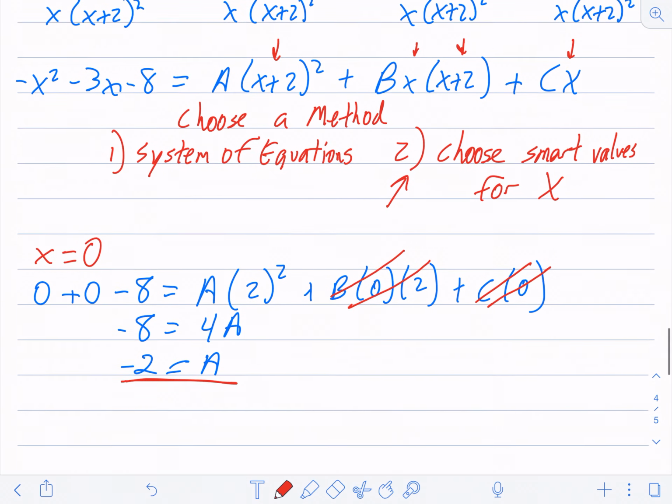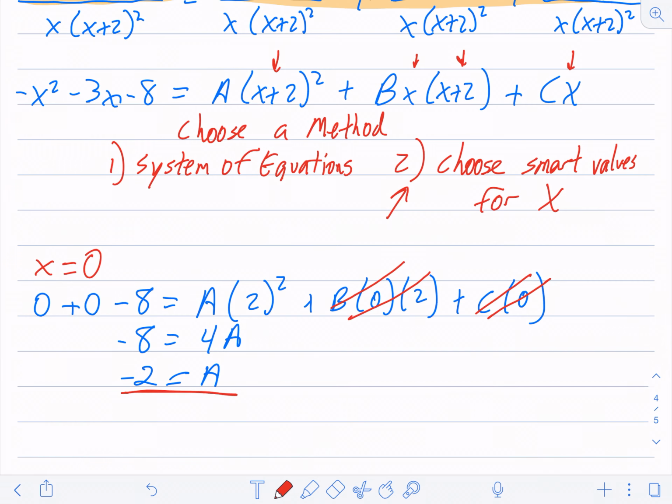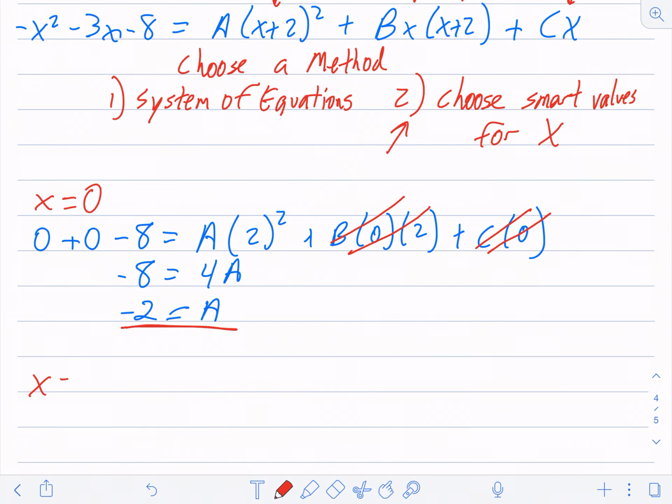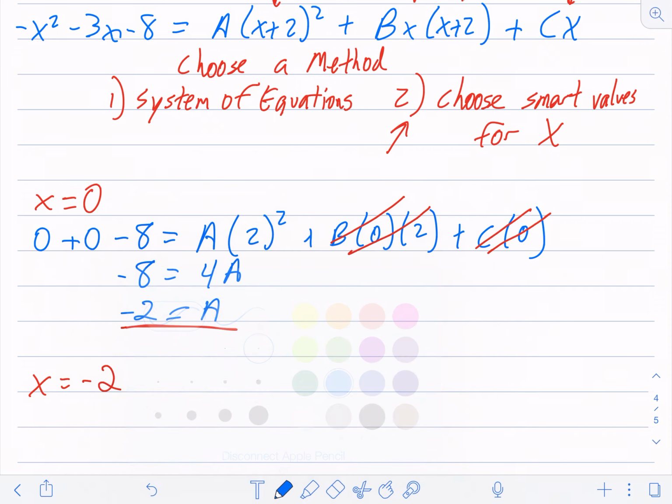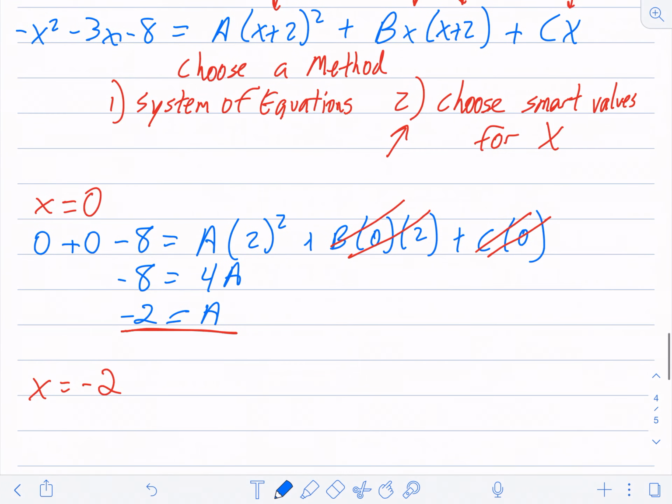Let's choose another value for x. Well, up here, I've got a bunch of x plus 2's. So I know if I chose x equals negative 2, that's also going to eliminate some of my factors, right? Because negative 2 plus 2 is going to make some other values 0. So let's try plugging x equals negative 2 in and find out what happens. Well, again, back in my original equation, which is up here, that's what I'm going to be solving for. So I'm going to plug in negative 2. So I'm going to get negative 2 squared is 4 times negative 1 is negative 4, right? And then negative 3 times negative 2 is positive 6. And then negative 8. Again, I'm plugging in x equals negative 2.